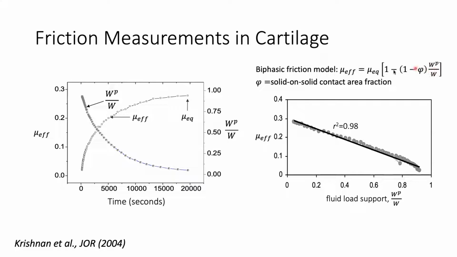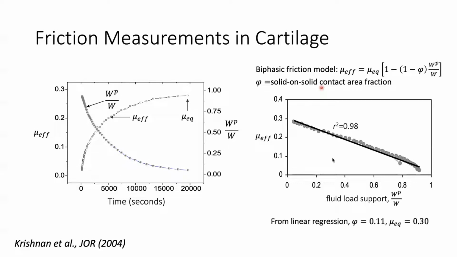This linear function is not just 1 minus the fluid load support. It turns out that when you actually do a linear regression, you need to have a non-unity coefficient here. And that non-unity coefficient, we interpret it to be the fraction of the contact which is solid coming in contact with the platen. So phi is the fraction of solid-on-solid contact. You have a porous cartilage surface coming in contact with a non-porous glass. If the porosity of the cartilage is 90% at the articular surface, then that means only 10% of the apparent contact area of the cartilage represents collagen coming in contact with the glass.